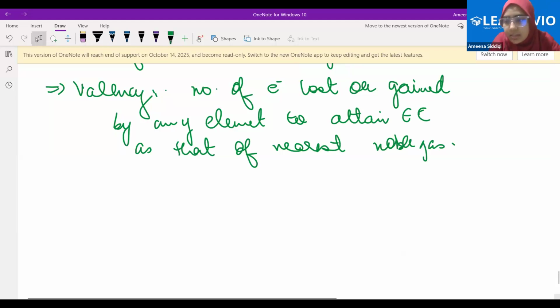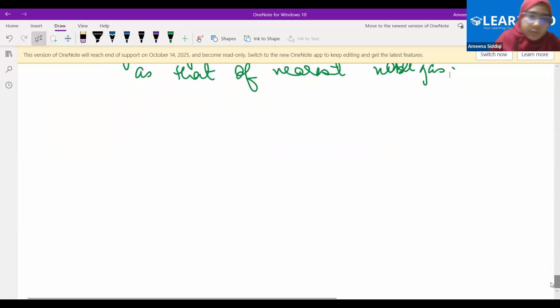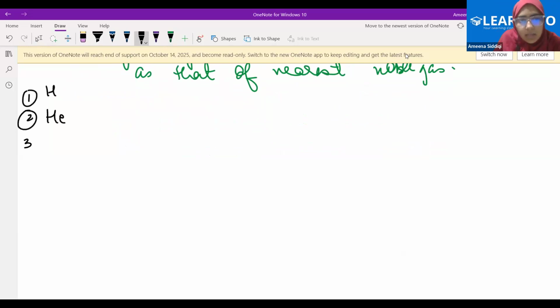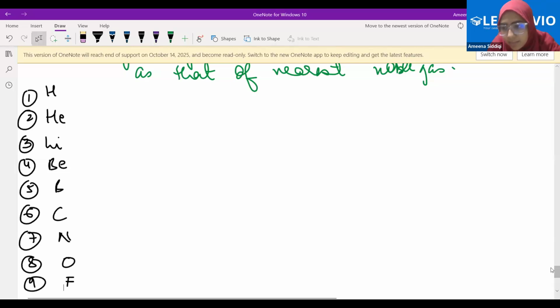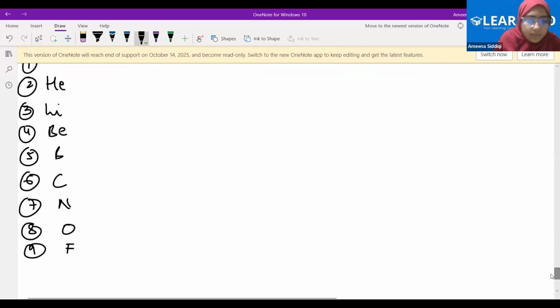Now let's quickly see it through the examples, okay? Please pay attention, all of you. We have helium, okay? Open up the NCERTs. We have helium on the second number. We have hydrogen on the first, right? We have lithium. We have beryllium. Next one is boron, carbon, nitrogen, oxygen, chlorine. Then 10th we have neon, okay?